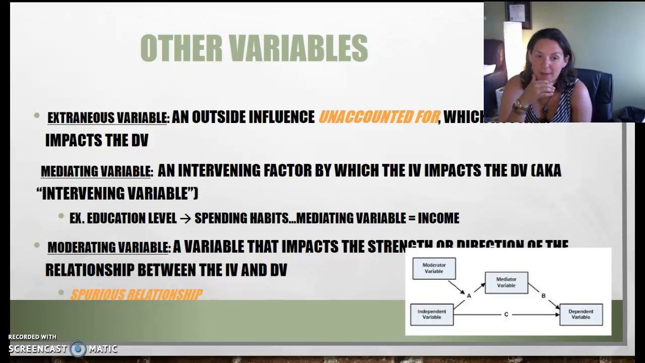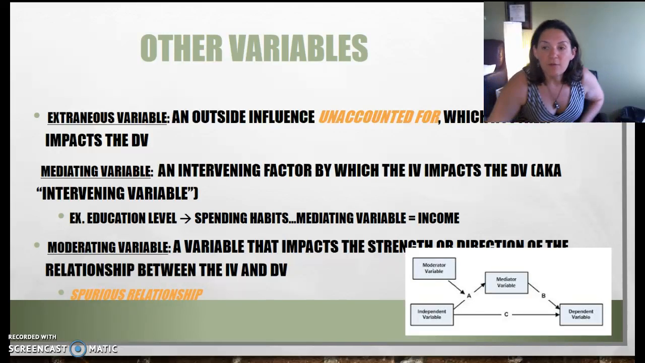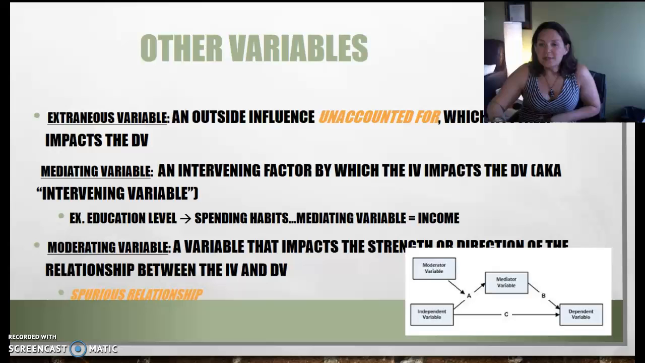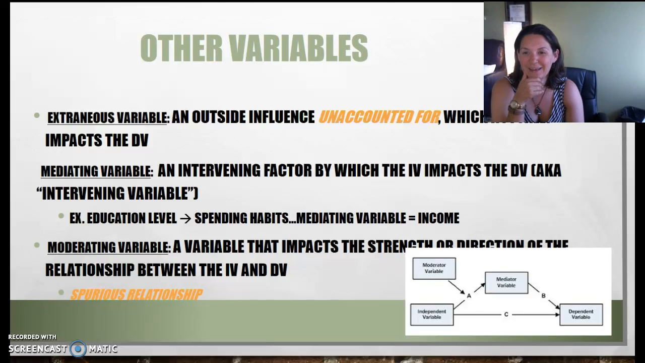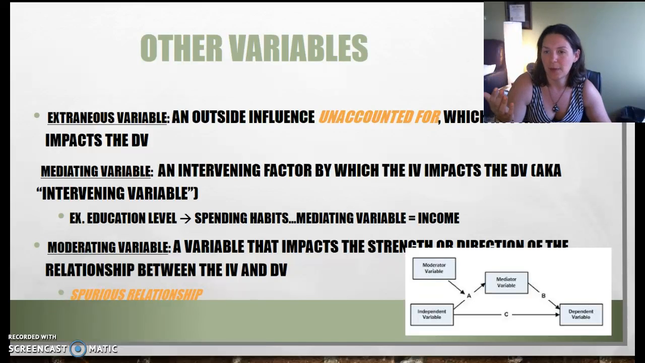which actually impacts the dependent variable. That unaccounted for is the key piece. Extraneous variables shouldn't happen in your study because you should account for them. But oftentimes what happens is, we think we're looking at X versus Y, and we find out after the fact, we never asked about this other variable, but that's actually the cause of it. That would be an extraneous variable.